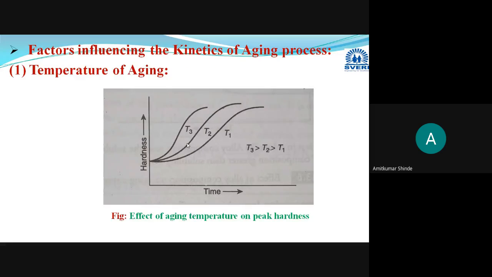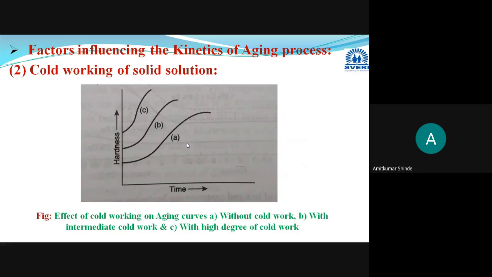Then next is the cold working process. Here I have shown three curves. Same as before, time is on the x-axis and hardness on the y-axis. We plot the aging curve, and I have plotted three curves here, A, B, C. Curve A is without cold working, B is with intermediate cold working, and C is with a very high degree of cold working.